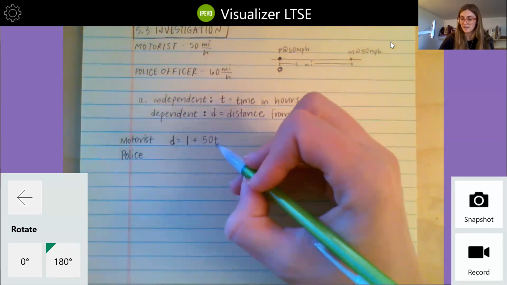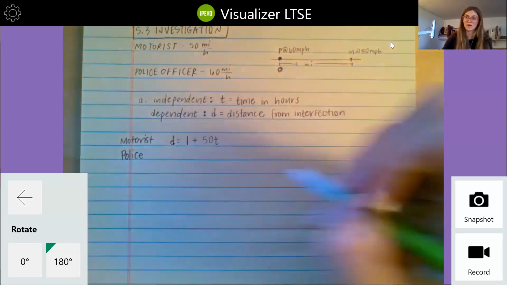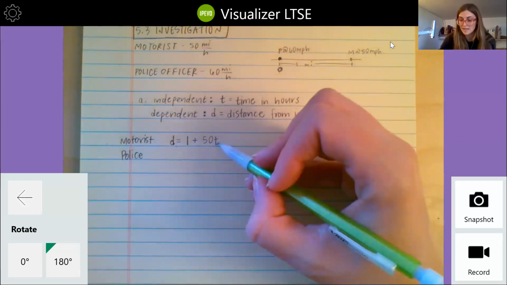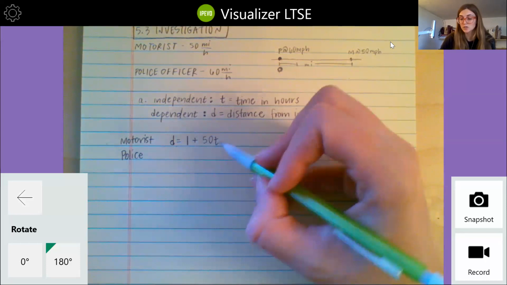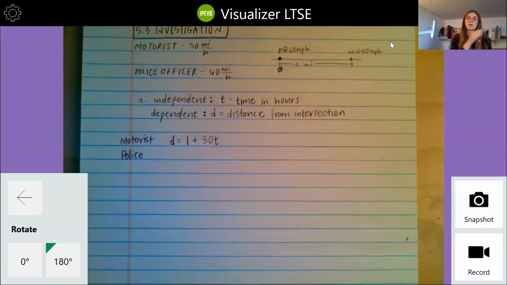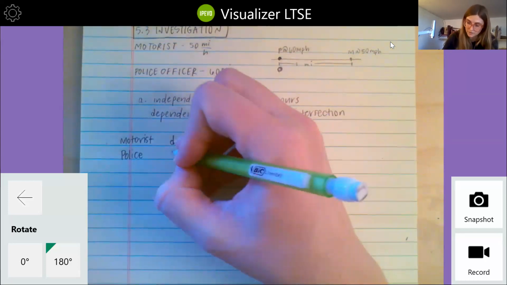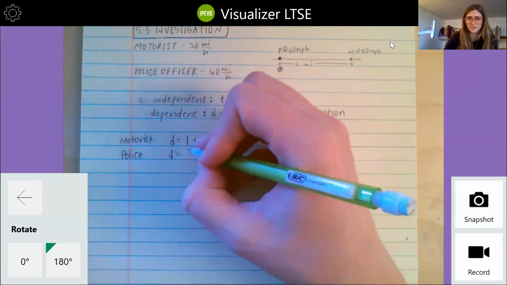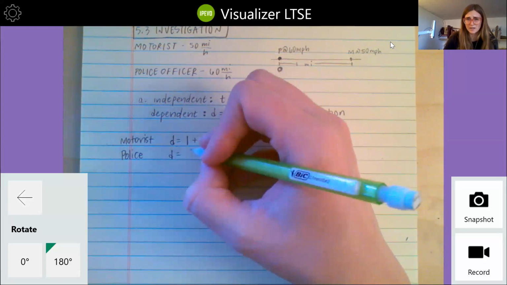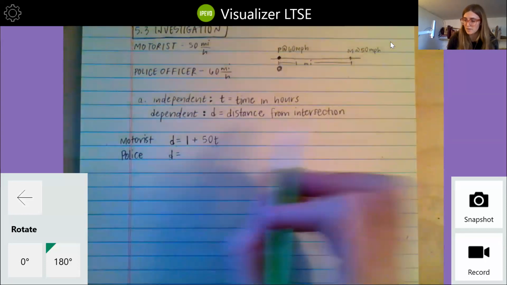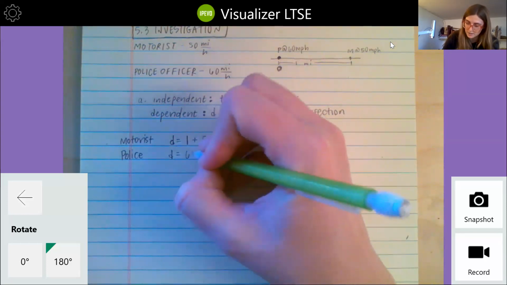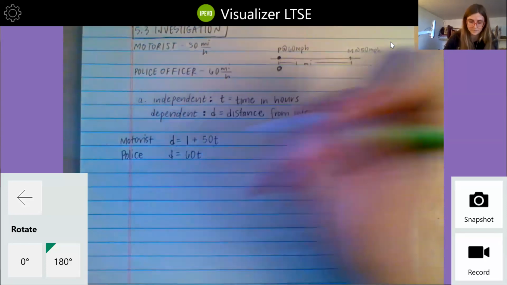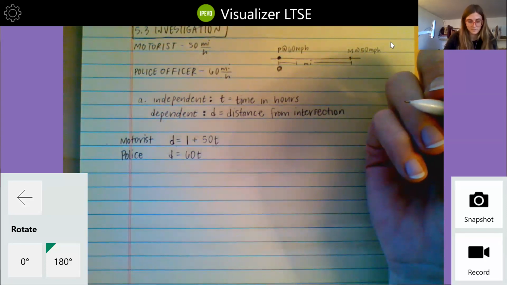50t. This again being the amount of hours that they're driving. So after 1 hour, he's 50 plus 1 miles away. After 2 hours, he'd be 100 plus 1 mile away. Right? And then for the police officer, he starts at 0, so I don't really need to put anything there. It's just going to be his speed, which is 60 miles per hour. So 60t, right?